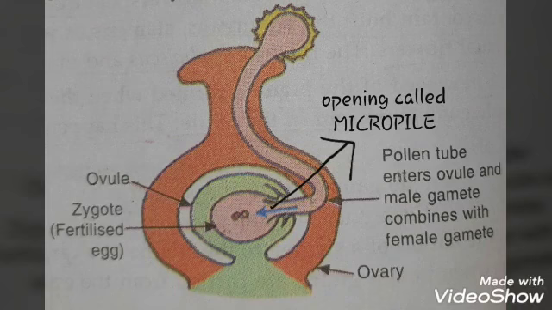Now, as soon as the tip of the pollen tube bursts open, one of the male gametes combines with the egg present in the ovule to form a fertilized egg called zygote. This process is known as fertilization. Here a question arises, what happens to the other male gamete?